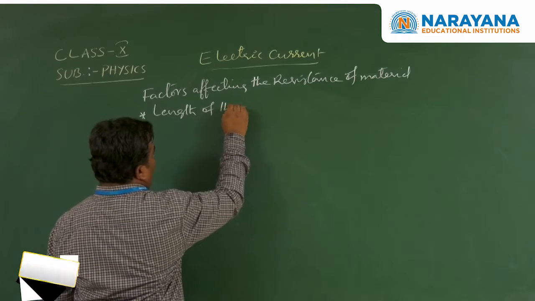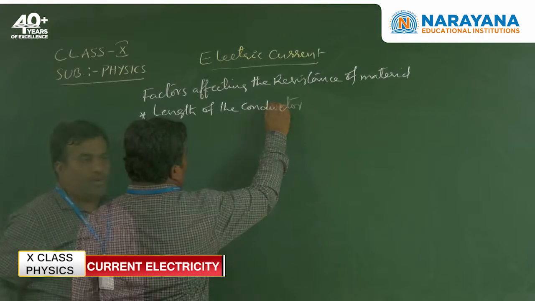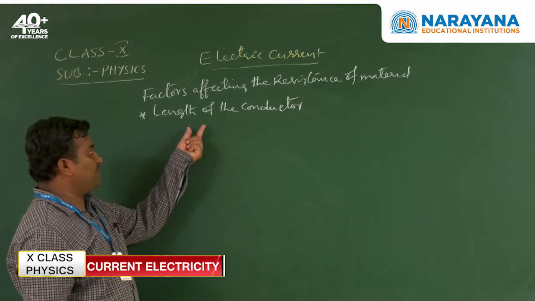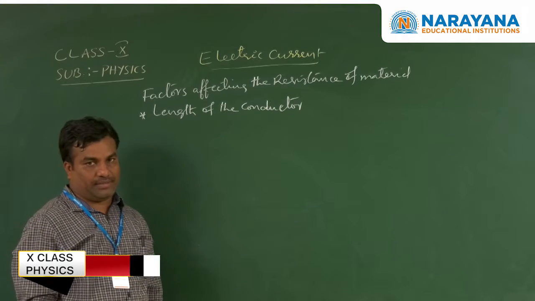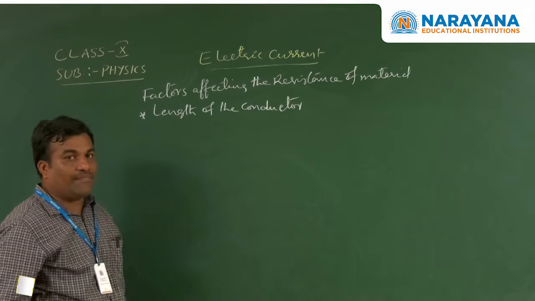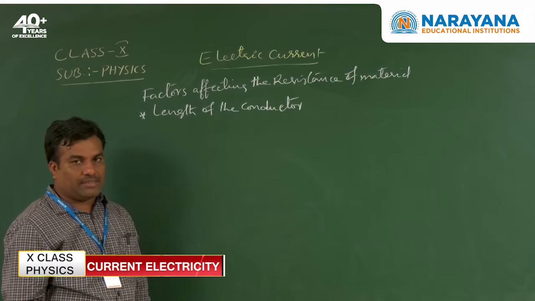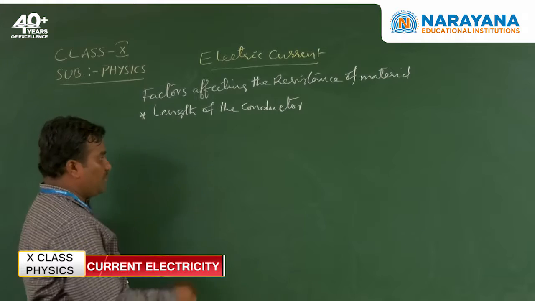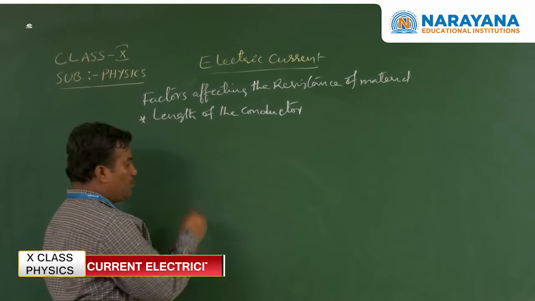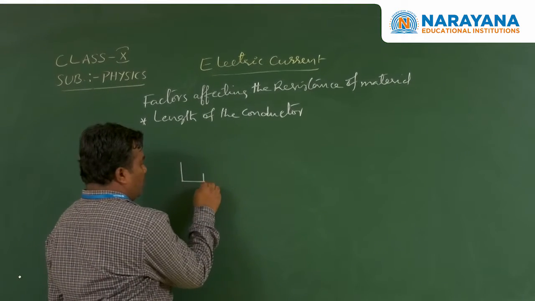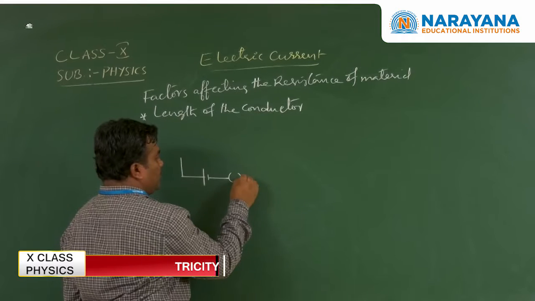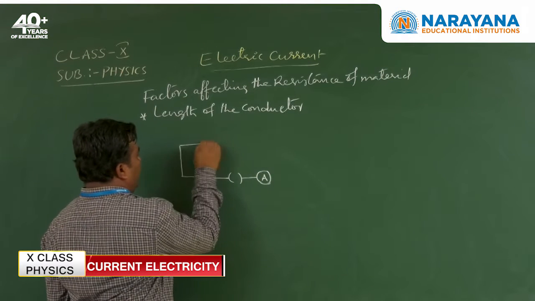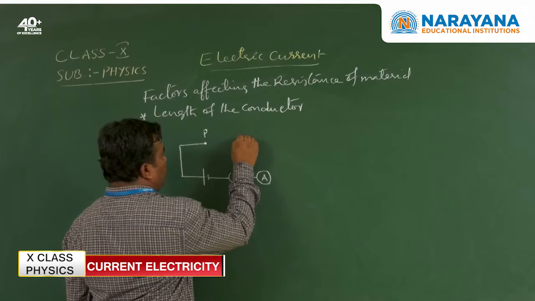Length of the conductor. Factor affecting the resistance of material. In the case of length of the conductors, we take different lengths of materials, the same material and the same area of cross section. First of all, construct the circuit through connecting wires between point P and Q.